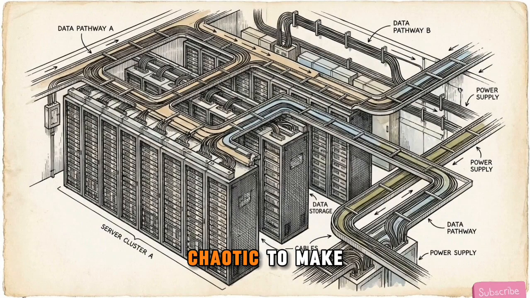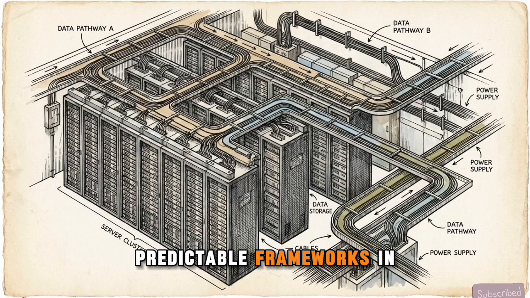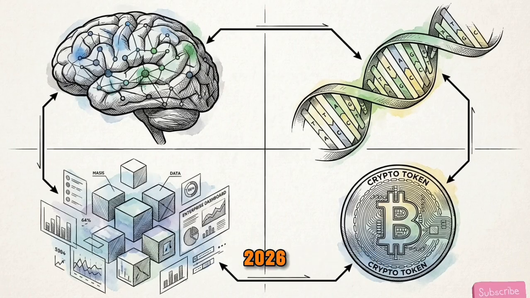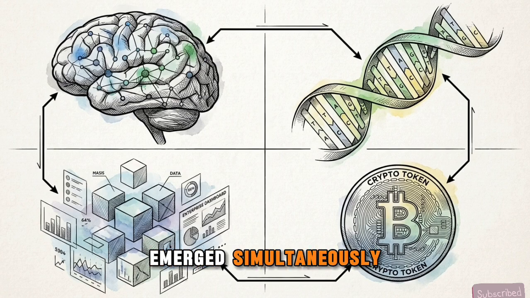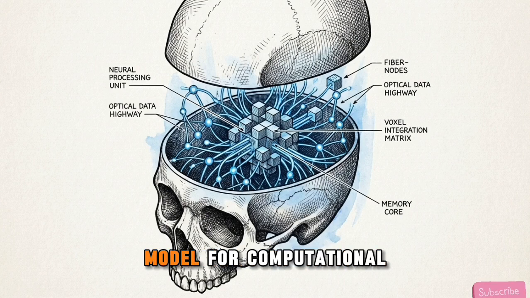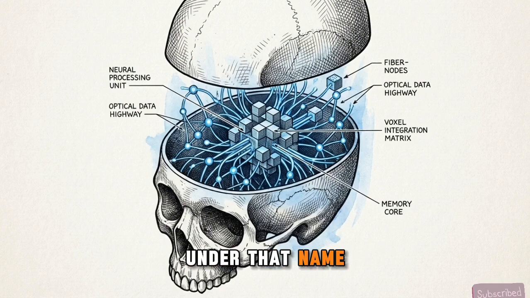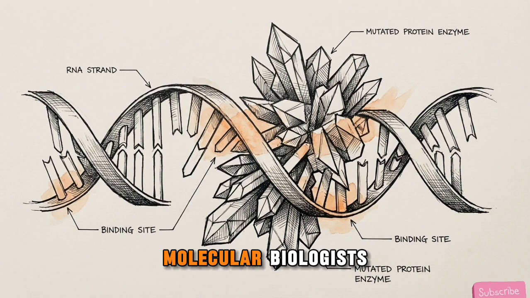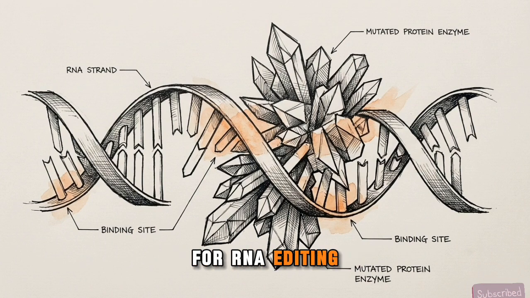Raw data is chaotic. To make it useful at scale, systems must organize that data into rigid, predictable frameworks. In 2026, a specific nomenclature, Tribe v2, emerged simultaneously across 4 separate high-technology sectors. Researchers at Meta released a foundation model for computational neuroscience under that name. At the same time, molecular biologists adopted a technique called hypertribe for RNA editing.